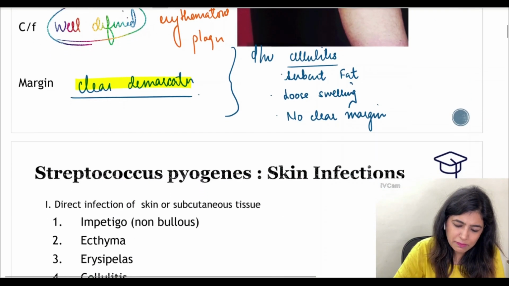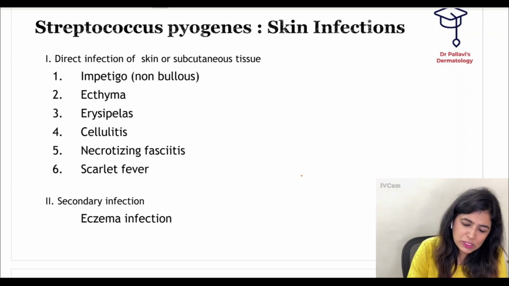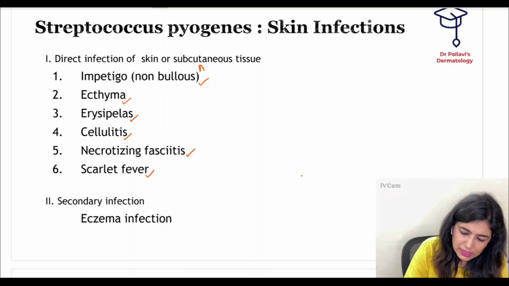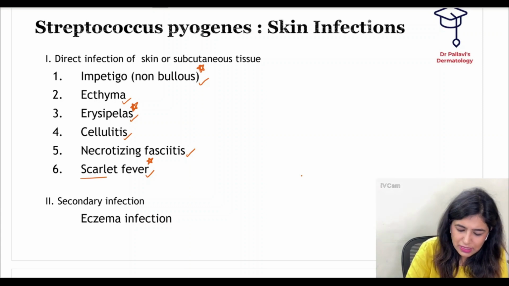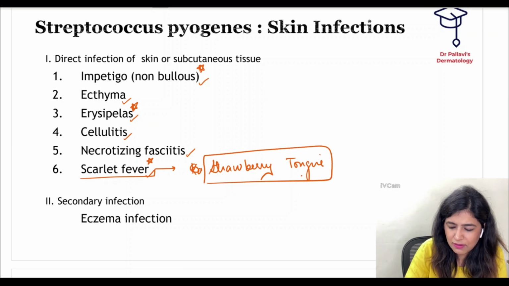Now, when we talk about the bacteria here, a lot of questions come from this part every year. Which are the infections caused by Streptococcus and Staphylococcus? So this is a list here. Strep causes non-bullous impetigo, ecthyma, erysipelas, cellulitis, necrotizing fasciitis, and scarlet fever. The questions mainly come from these three options. Another question from scarlet fever is that it shows the presence of strawberry tongue. Strawberry tongue is also seen in Kawasaki fever.